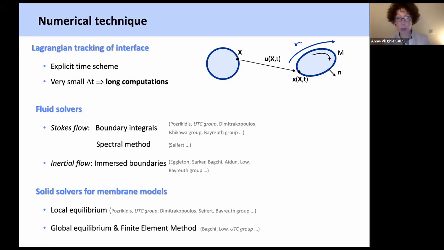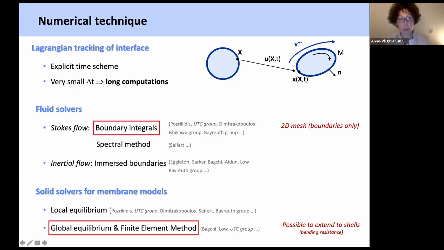On our side, we're using this method and find it very convenient, the fact that we have an integral form on the solid side. And since we also have an integral form on the fluid side, we end up with codes that are very stable.